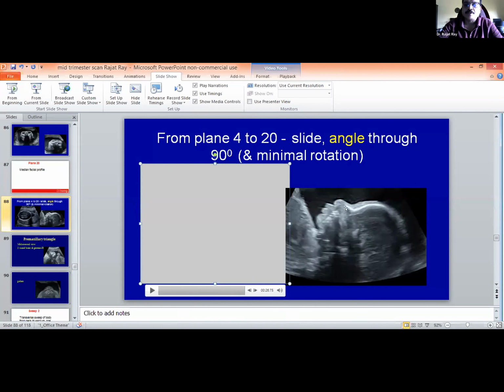What will you see in the face? You will see the nose, both the lips and chin. You can also see the nasal bone here. If you feel it is hypoplastic, measure it and refer to the chart.